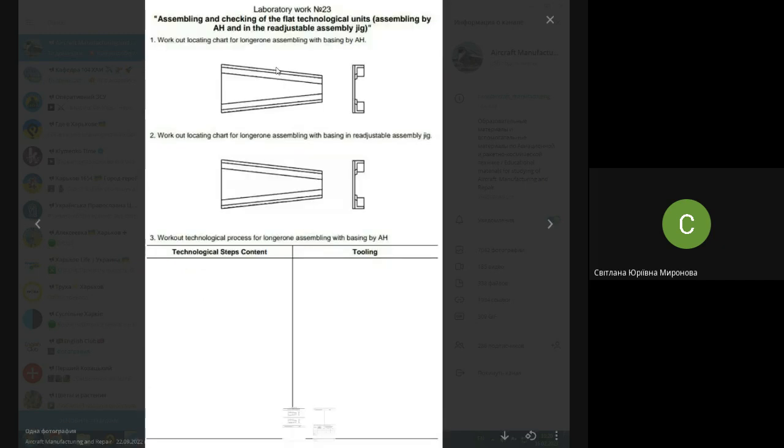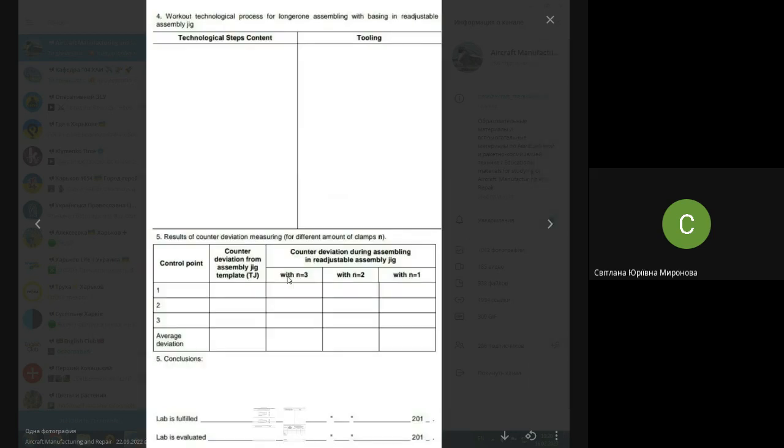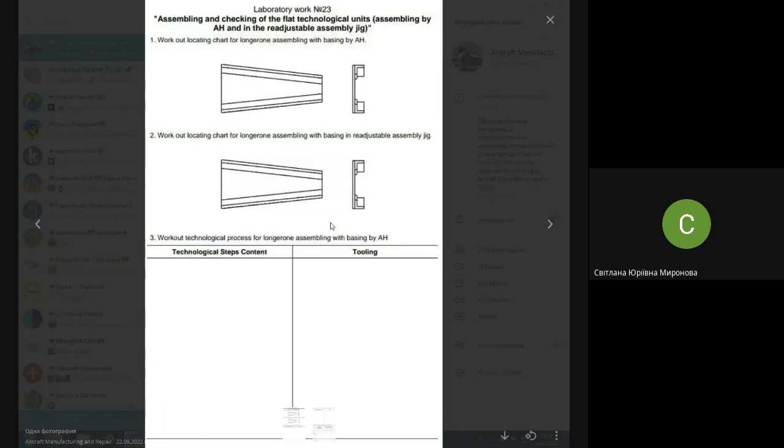The jig is the same, but depending on how many times you clamp the parts in the jig, you have this or that result of accuracy. So what you do once again: you do a locating chart of assembling in the assembly jig, and you write the technological process. Pay your attention. On the left, you have steps. On the right, you have tooling.